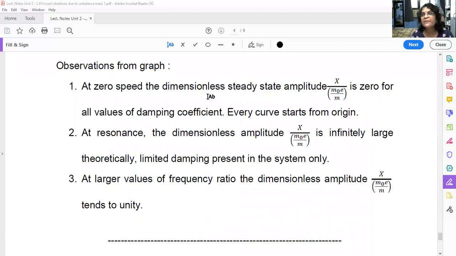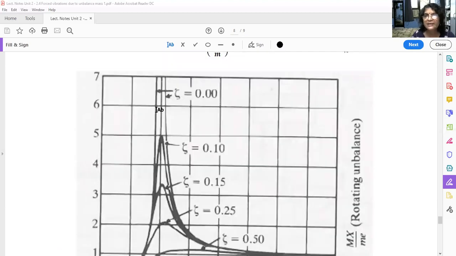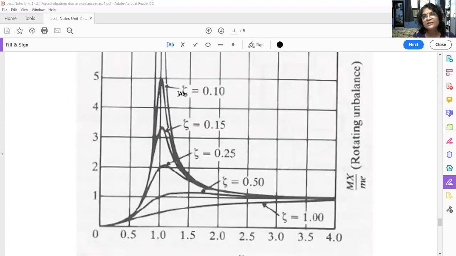At zero speed, the dimensionless steady state amplitude is 0 for all values of damping coefficient, and every curve starts from the origin. The second observation is at resonance, the dimensionless amplitude, that is X upon me by M, is infinitely large theoretically, and limited only by the damping present in the system. For zeta equal to 0, it is infinitely large theoretically. Practically there is a limit, but the amplitude is too large, and for different values of zeta, the peak still occurs at resonant condition.